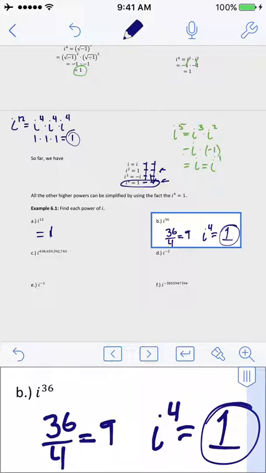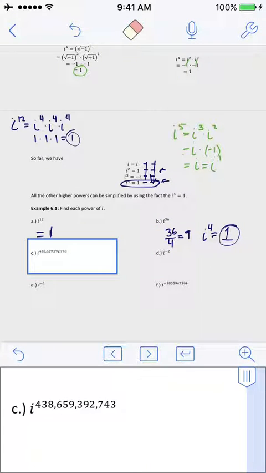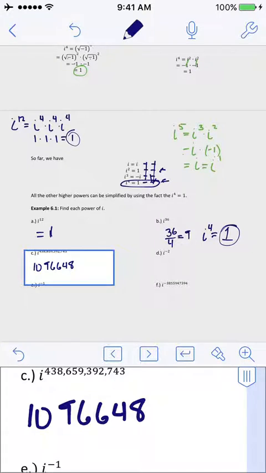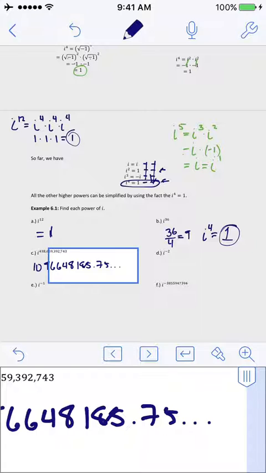1. Let's try it. So now let's try it with this huge number, right? We've got 4 billion, 438 billion, 659 million, 392,743. I can't even say that number very well, but we can still find out where it is in the cycle. We can divide that number by 4. When you divide it by 4, it ends up being 1096648185.75 dot dot dot.